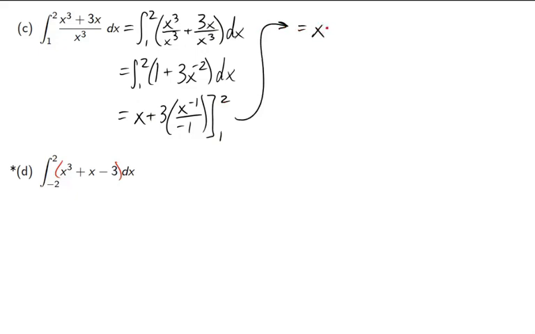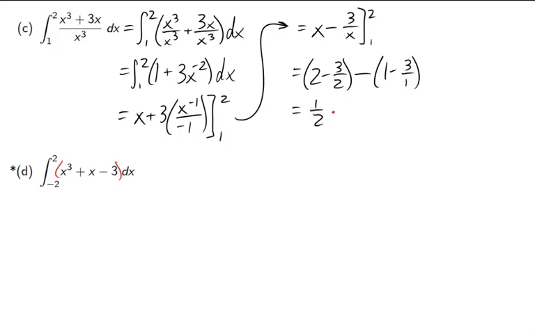This is x minus 3 over x. Still evaluated from 1 to 2. The x to the negative 1 can move to the denominator. The 3 can become negative, and this is easier to do. So I get 2 minus 3 halves minus 1 minus 3 over 1. So I get 1 half minus negative 2. So I get 1 half plus 2 is 5 halves. Again, it's just a matter of take the antiderivative, take the integral if you will, and plug in the numbers, 2 and 1. Simplify to get your answer.